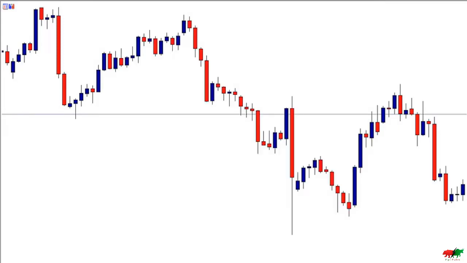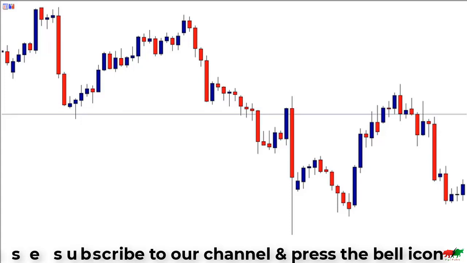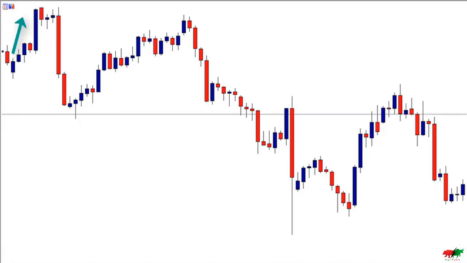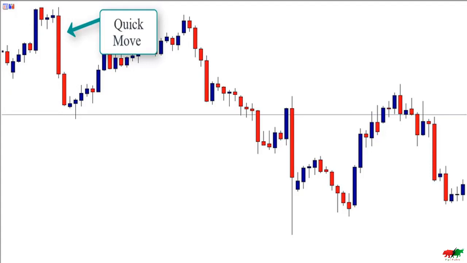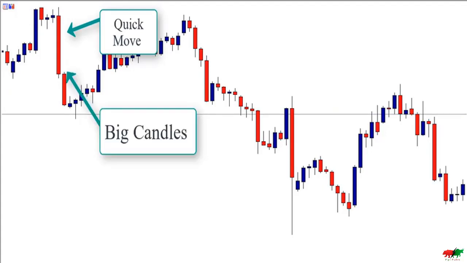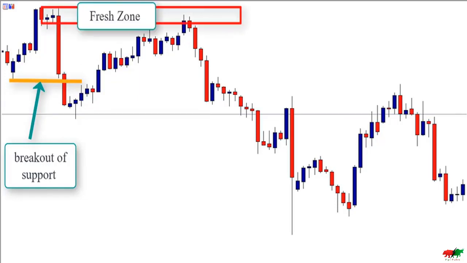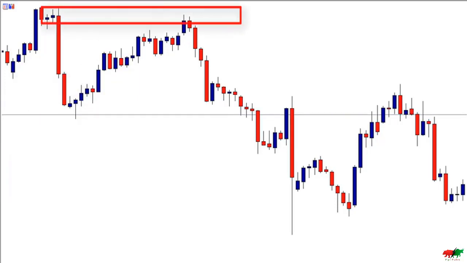Look at this example. This is the US dollar JPY daily chart. As you can see, this is a rally, base, drop, supply zone. The move is quick and strong. The candles are big. The previous support level is broken. The zone is fresh. And the risk to reward ratio is good.